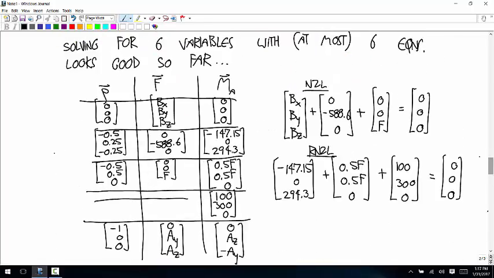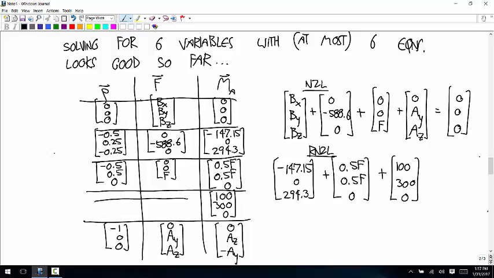Okay. So sorry about the mess here, but I'm just going to squeeze this into the equations I already have written. So for Newton's second law, we're also adding on the vector 0, AY, AZ is equal to zeros. And for the moment equation, we're also adding on the vector 0, AZ, -AY is equal to zeros.